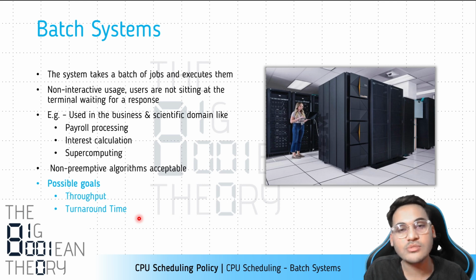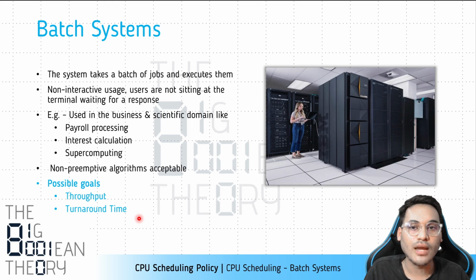In interactive systems this is not the case. If we have a non-preemptive policy in an interactive system, then it could be the case that a particular job can hog the CPU, it can run for hours, and when a particular job is running and we're not allowing other jobs to run, then that hampers the response time. But that is not the case with the batch system. We can let the jobs run in whatever order maximizes the throughput or the turnaround time, right? In that way we can use non-preemptive scheduling algorithms in batch systems. So this was an overview of batch systems.